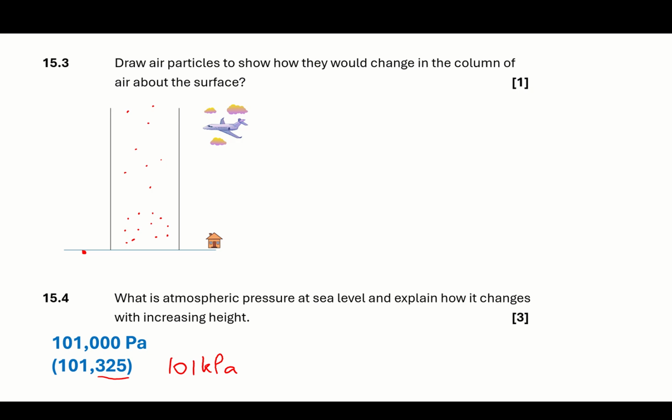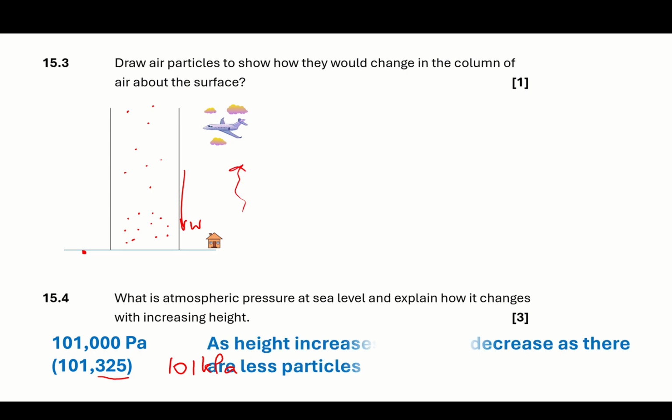And explain how it changes with increasing height. Well, we've just said there's more particles here, and there's a bigger weight of particles above as I'm lower down. So as I go up in height, the pressure decreases. So as height increases, pressure decreases as there are fewer particles, and therefore there are fewer collisions with your body. That's it, done.